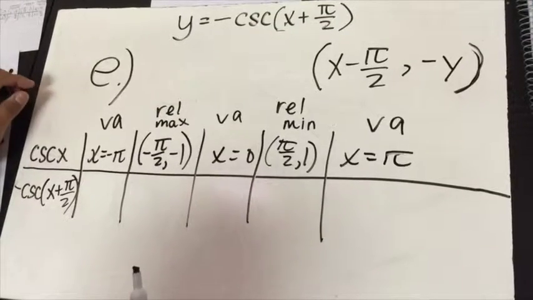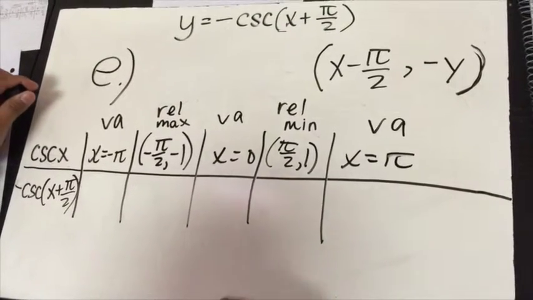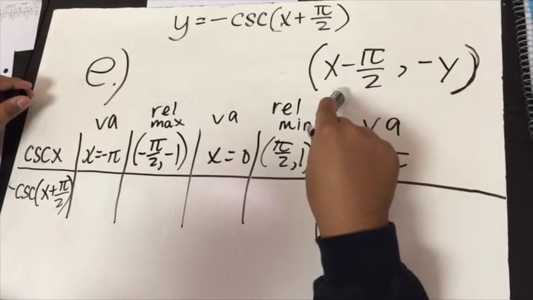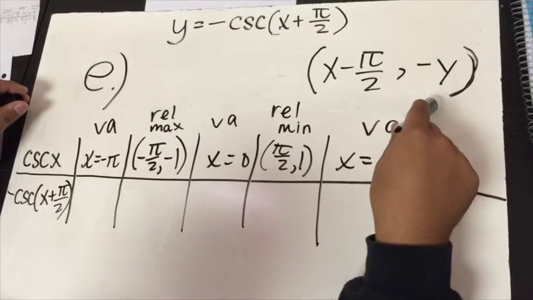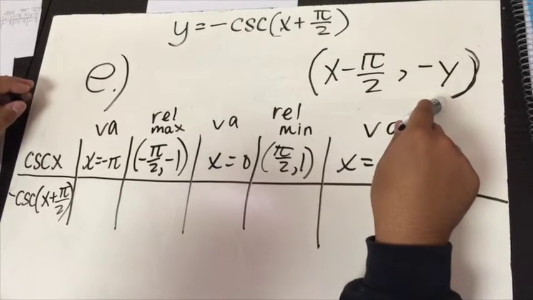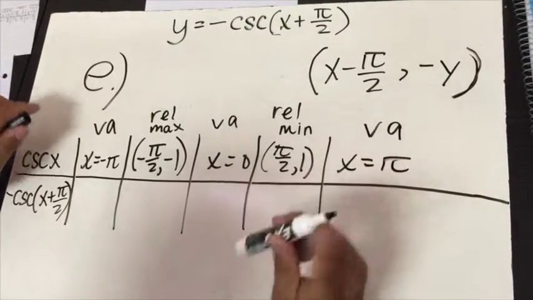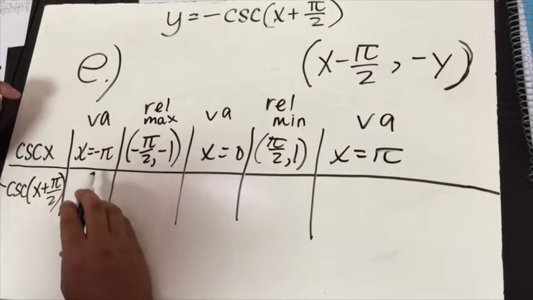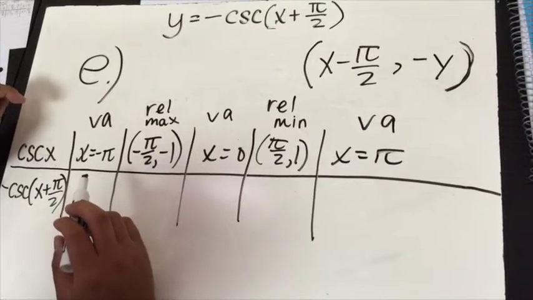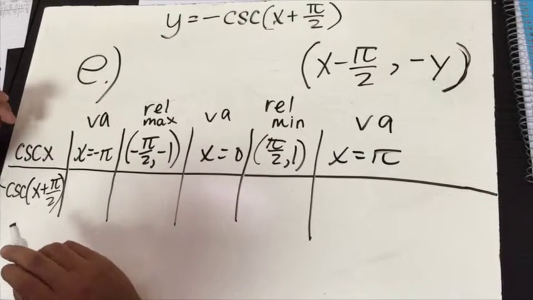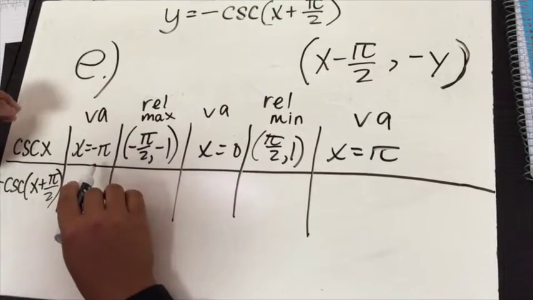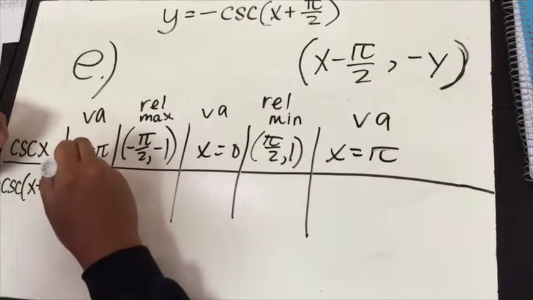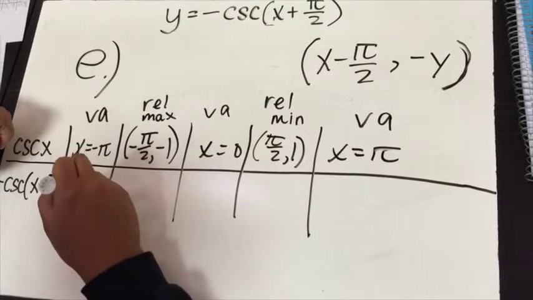Okay, so back in A, we learned that it's to the left pi over 2, so it's x minus pi over 2, and flip over the y-axis, so that's negative y. Okay, so x equals negative pi, that's the vertical asymptote. So since we're moving the whole function to the left pi over 2, that's negative pi minus pi over 2, which is negative 3 pi over 2.